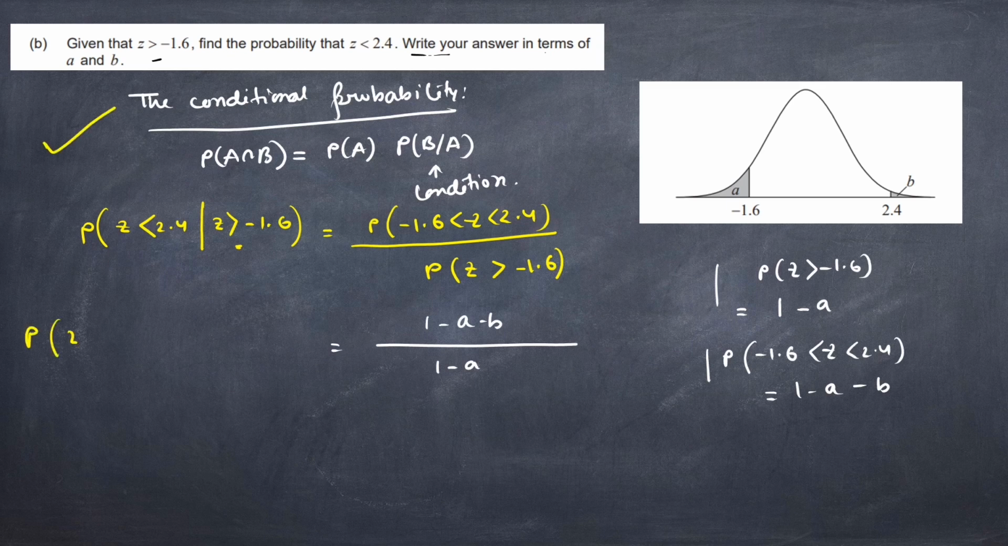So ultimately, P of Z less than 2.4 given Z greater than minus 1.6 is equal to 1 minus A minus B divided by 1 minus A. So this problem is also done. Now again, if you check that, obviously this value will be less than or equal to 1, to check whether the probability is valid or not.